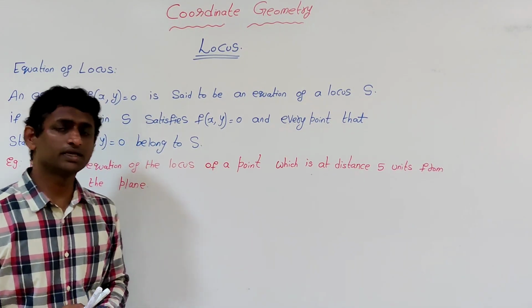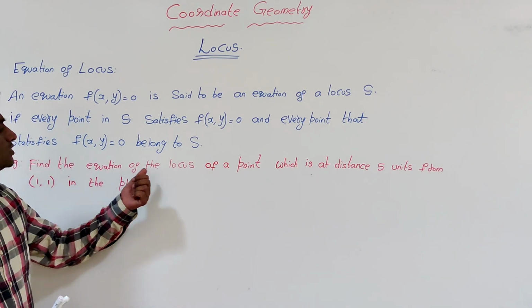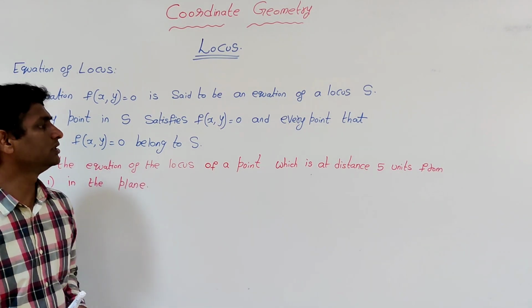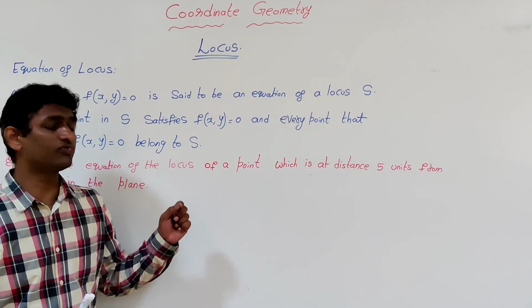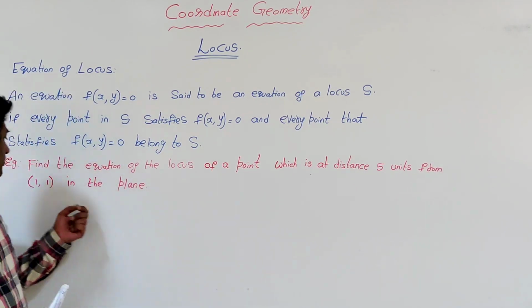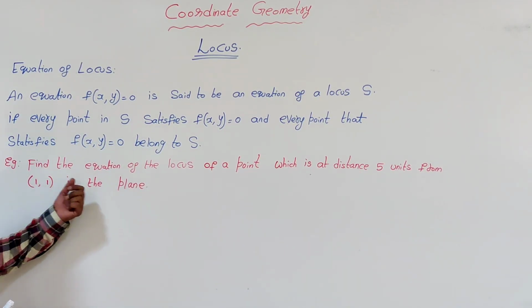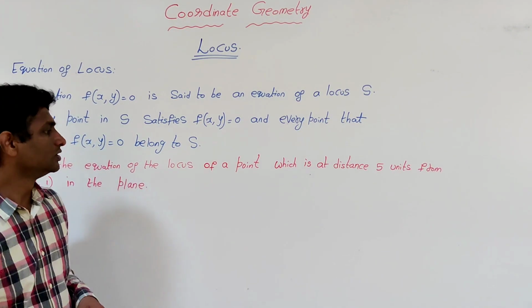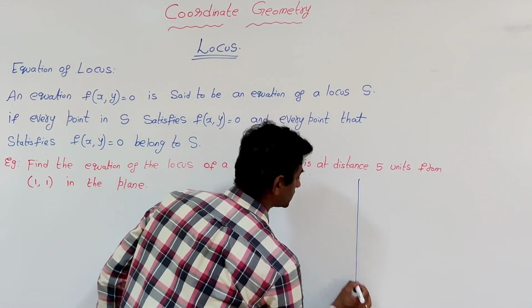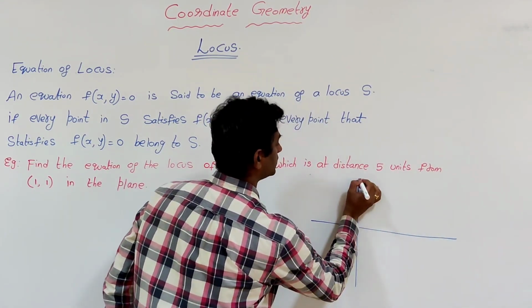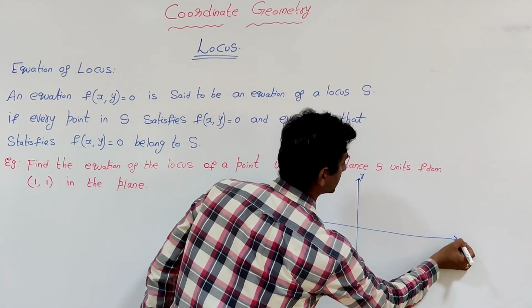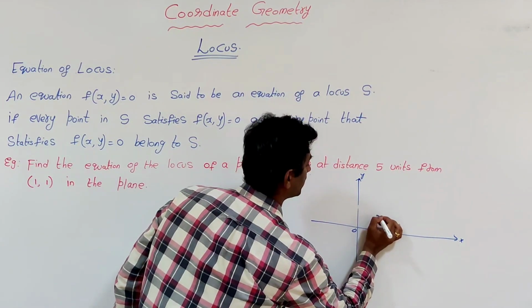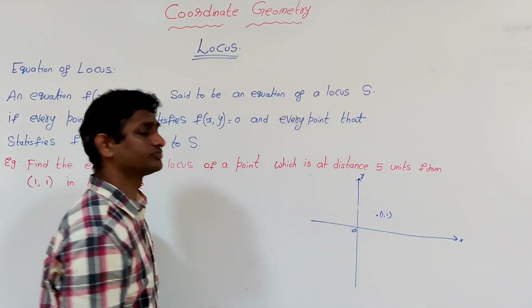So the example is: find the equation of the locus of a point which is at a distance of 5 units from (1, 1) in the plane. In the plane means the xy plane. So assume this is the y axis, the x axis, and the origin 0. So (1, 1) will lie in the first quadrant.